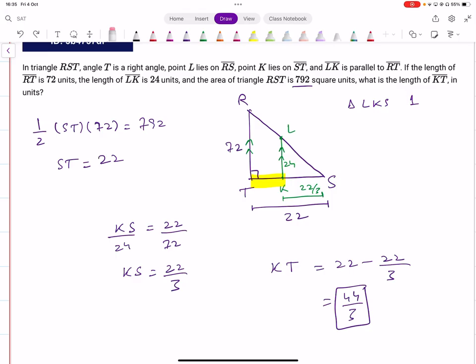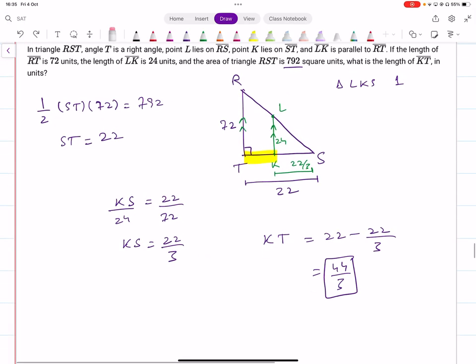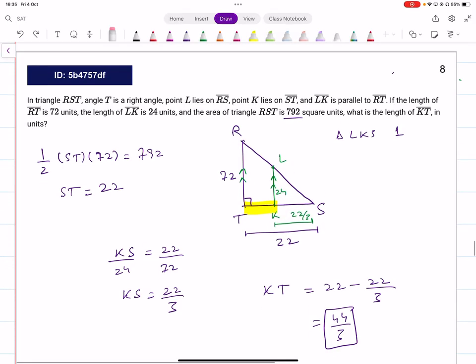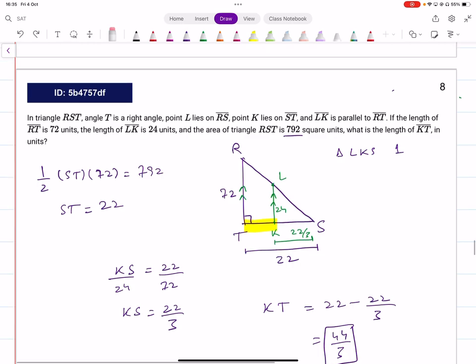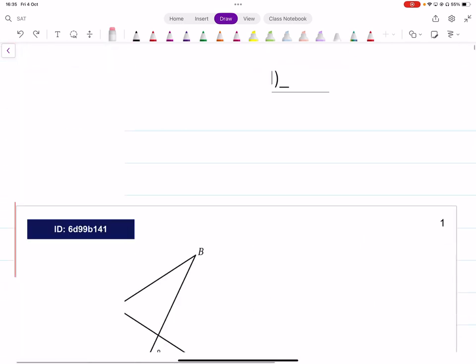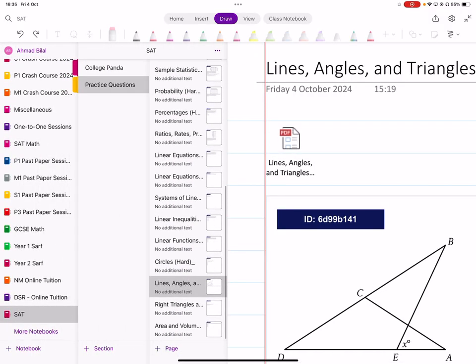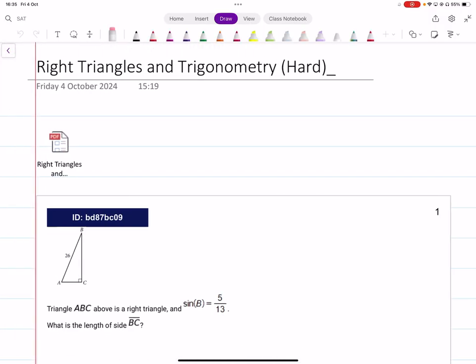Okay. All right. So that's question 8 from this PDF, and that's it. All right. So that was lines, angles, and triangles. Let's move on. We should be done before 5, inshallah. All right, so the next PDF is right triangles and trigonometry.